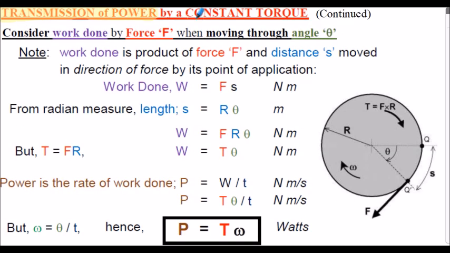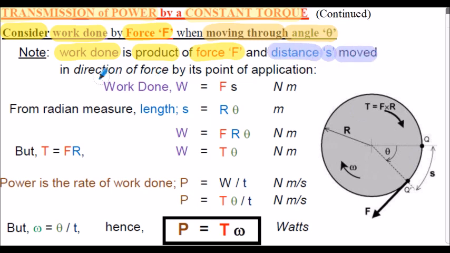Transmission of power by a constant torque applied, continued here. So let's consider the work done by the force F when moving through angle theta. Remember from our previous presentation related to an introduction to work done, that work done is the product of the force multiplied by the distance s moved in the direction of the force due to the force's point of application. So in other words, work done W is force multiplied by distance. Sometimes we use the term displacement. And work has a unit of the Newton meter or joule.